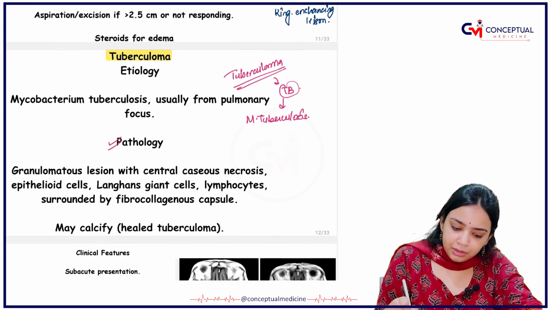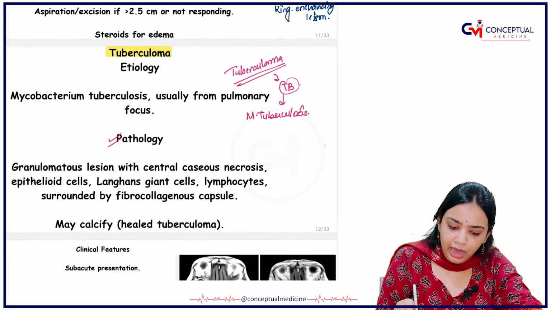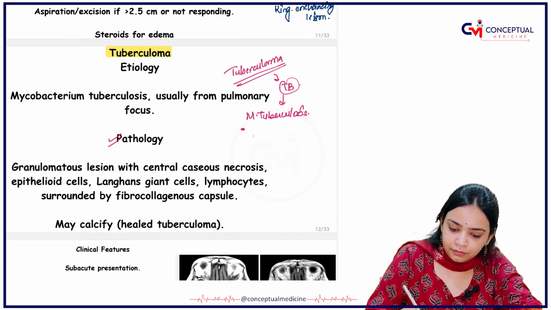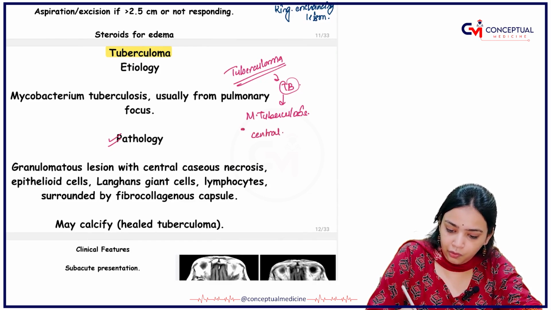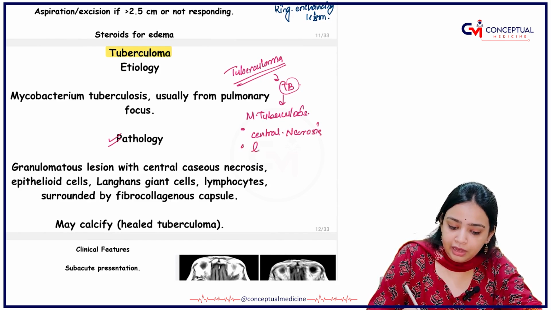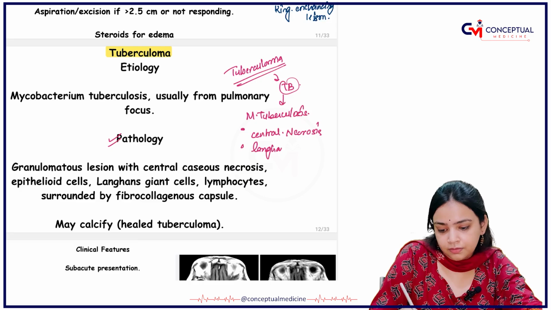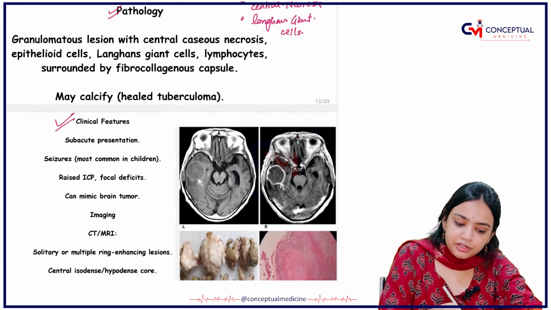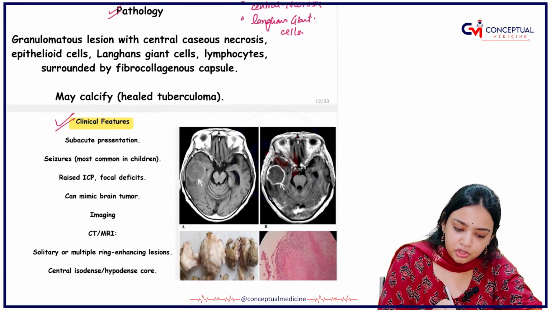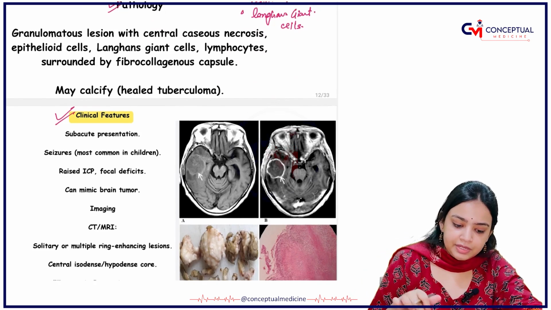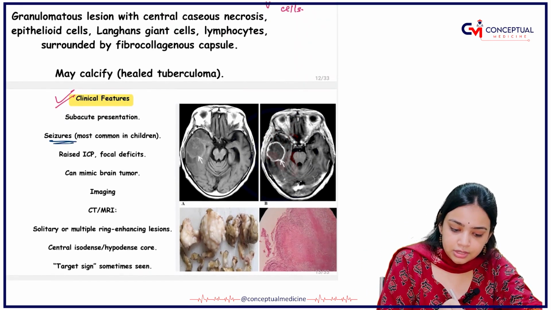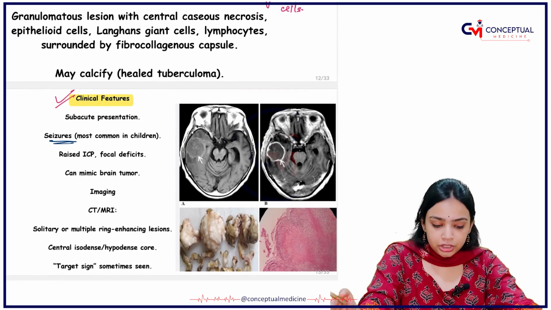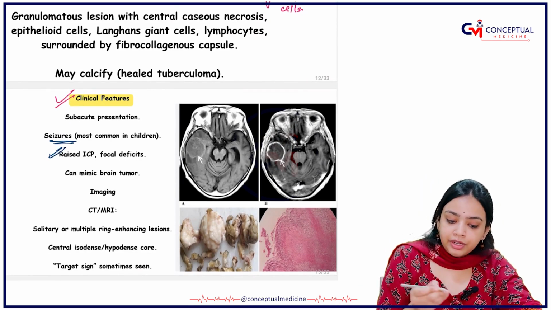Right. What is the pathology that is involved? You have the central necrosis. Second thing that you have is the Langerhans giant cells. Okay. What are the clinical features that you will be able to appreciate? First one, there will be seizures. That is most common in children. There will be raised intracranial pressure.